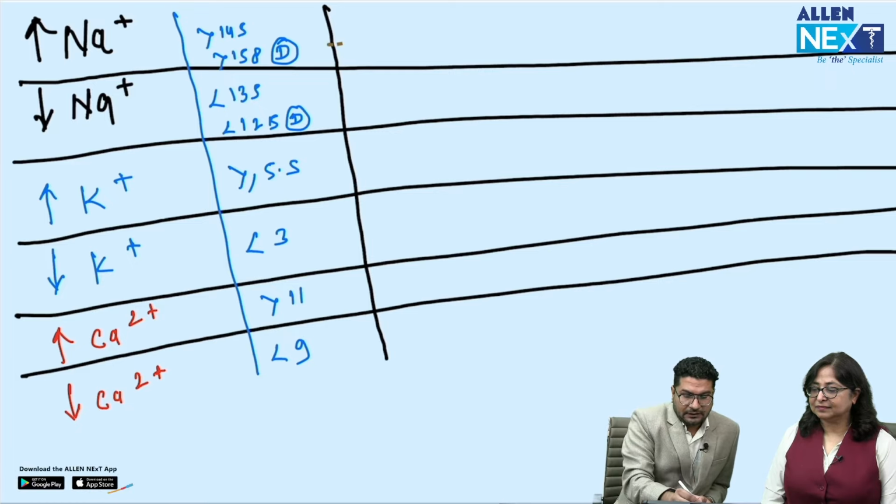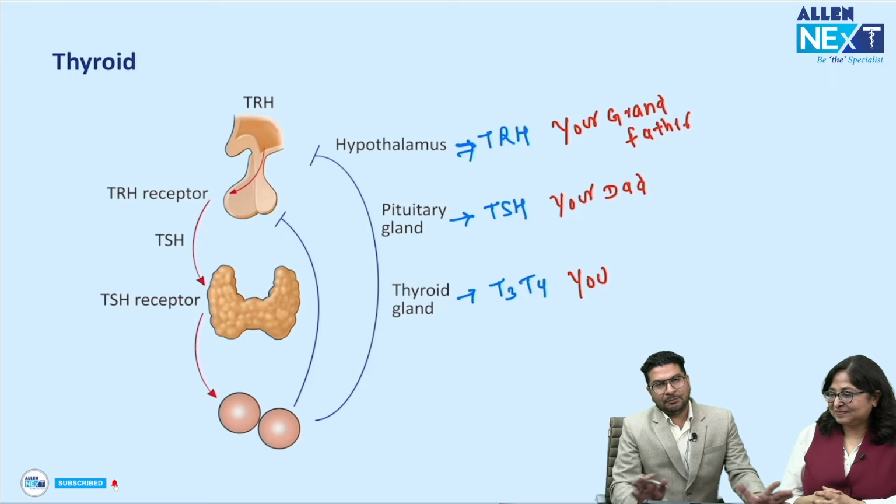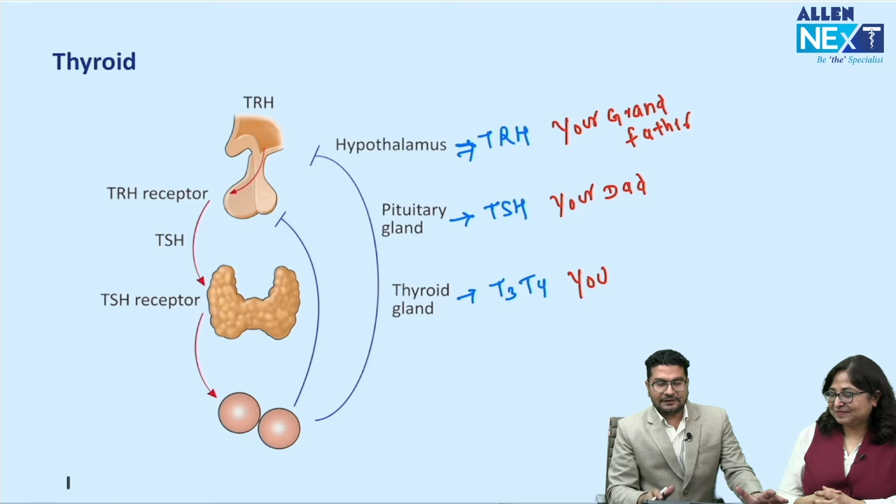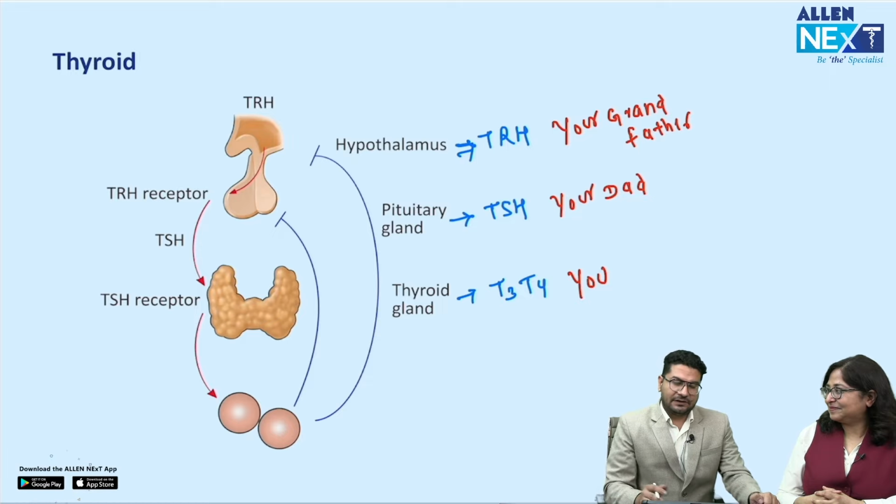Okay, so now just try to understand this. This is you. This is your dad. And this is your grandfather. Clear? Now understand the simple concept. Thyroid gland is the gland, pituitary is the master gland, and hypothalamus is called the master of master gland.